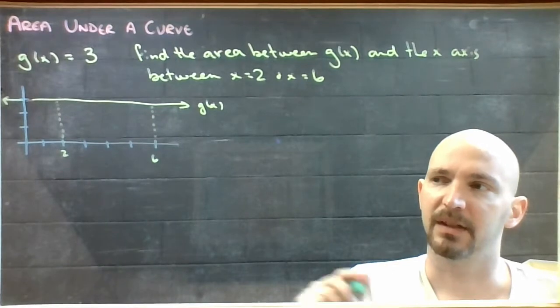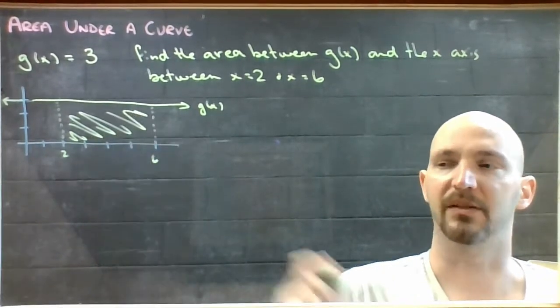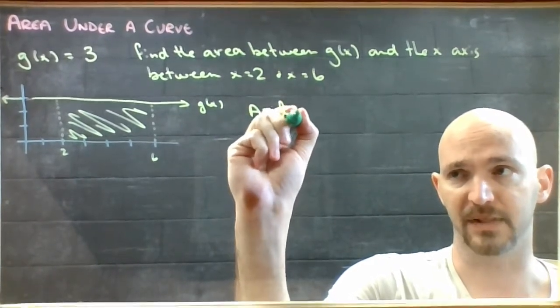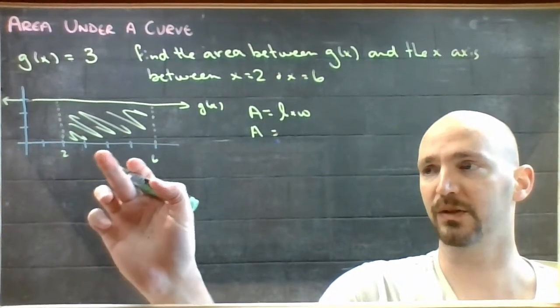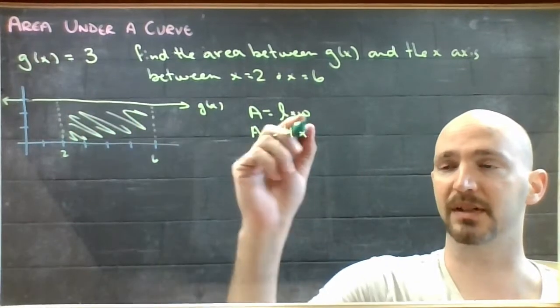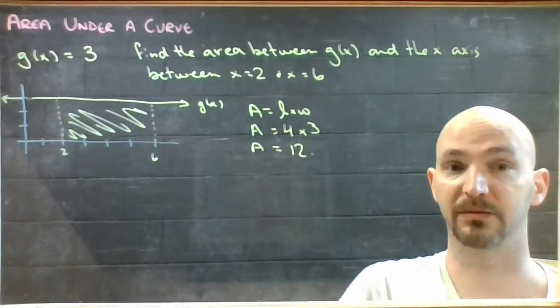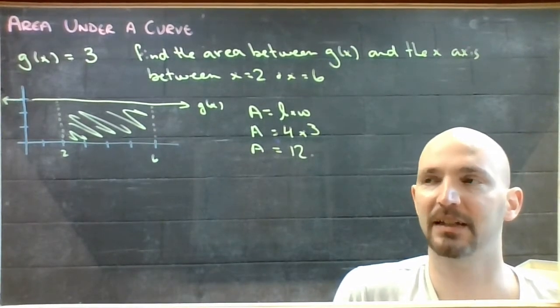Now, this shouldn't be too challenging. If I look at this shape here, that's just a rectangle. And the area of a rectangle is its length times its width. It happens to be 1, 2, 3, 4 units long. It happens to be 3 units high. So the answer should be 12. Now, that's not calculus. That's just grade 9.